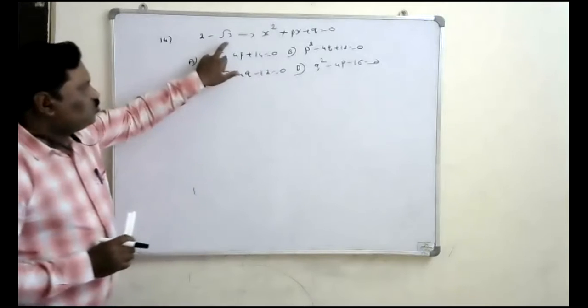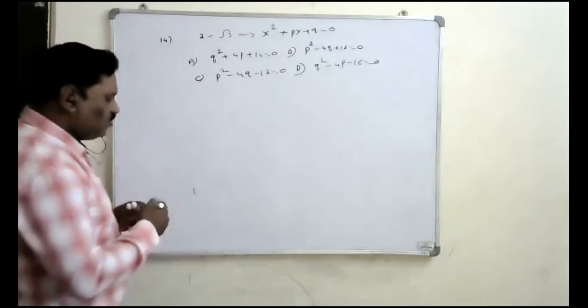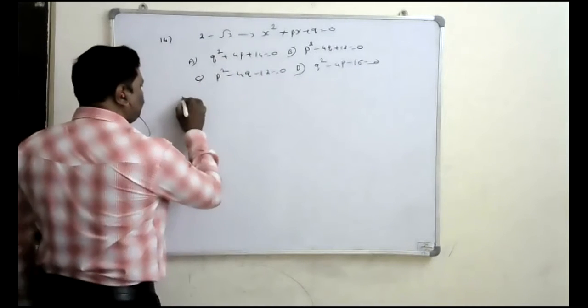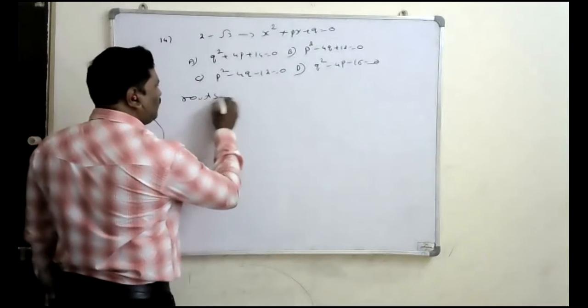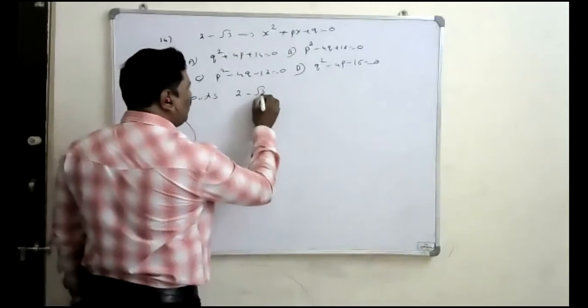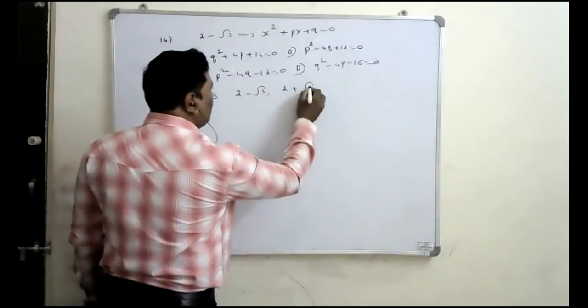Since 2 minus root 3 is given as one root, what is the other root? 2 plus root 3. So the roots are 2 minus root 3 as one root, and 2 plus root 3 as the other root.